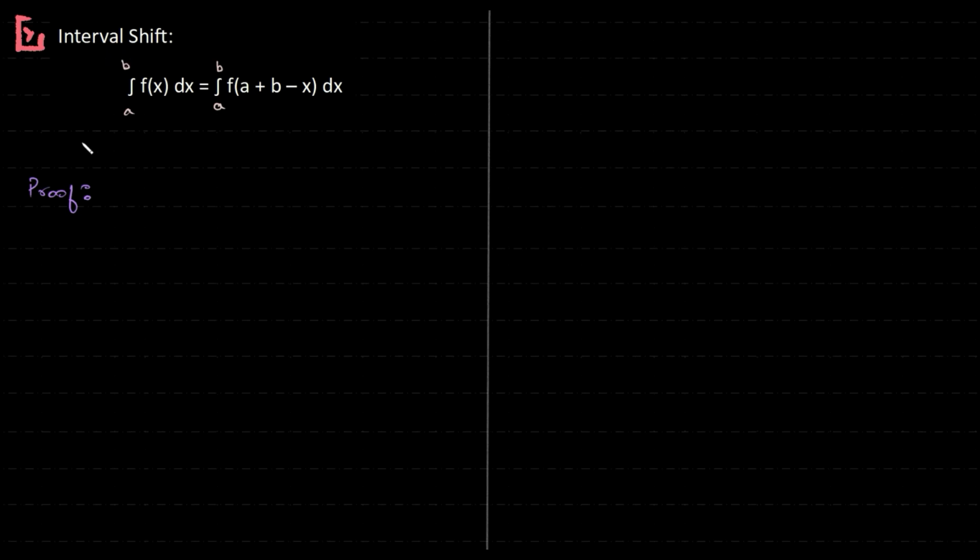Next is your interval shift. Herein, we're going to change the expression itself. So we have f of x being integrated from a to b, and in place of f of x, we have f of a plus b minus x integrated from a to b.